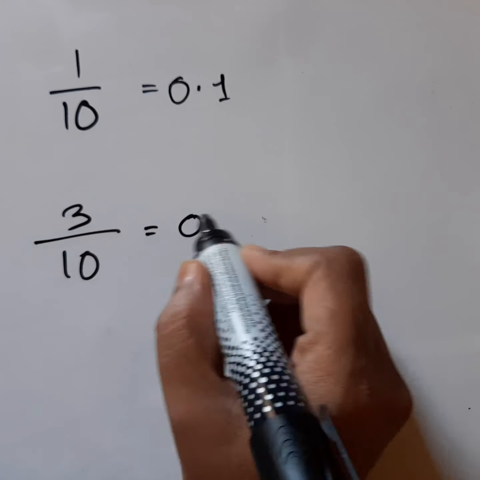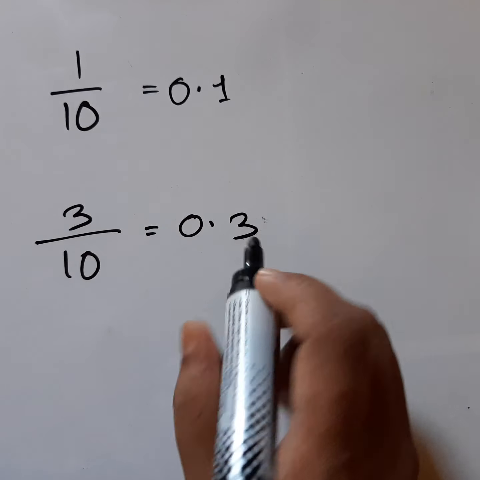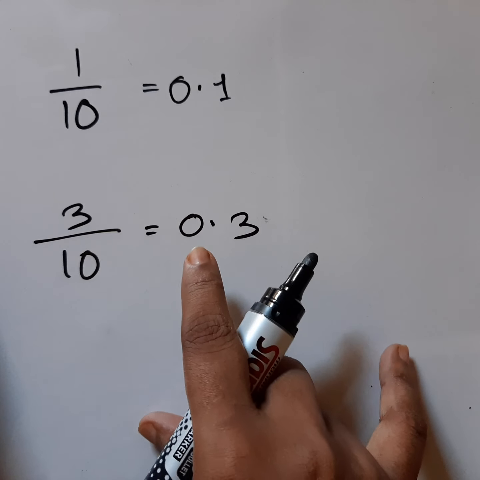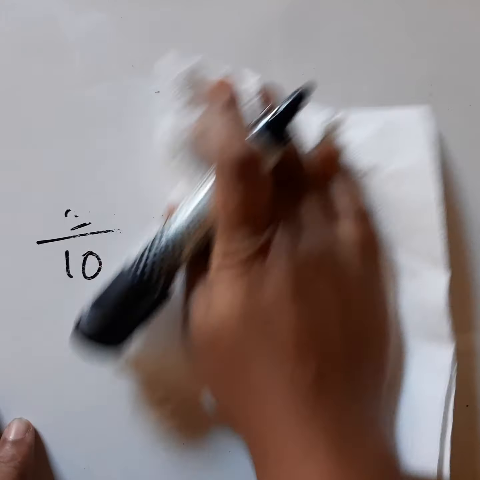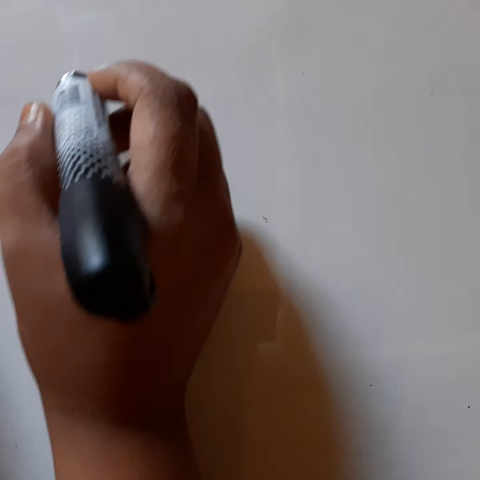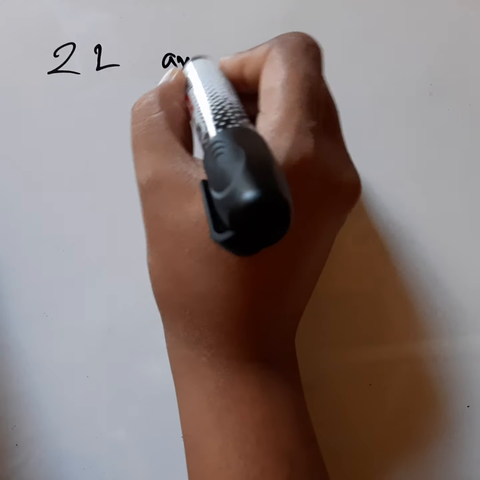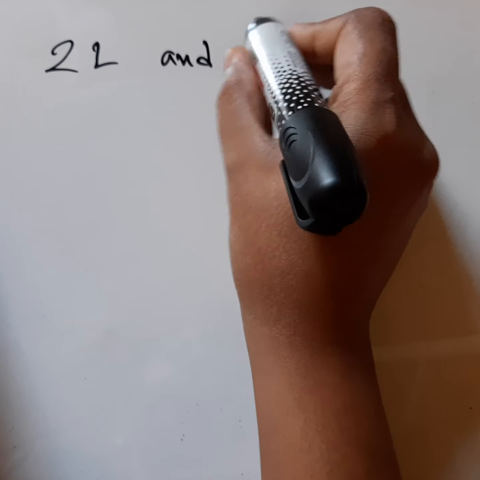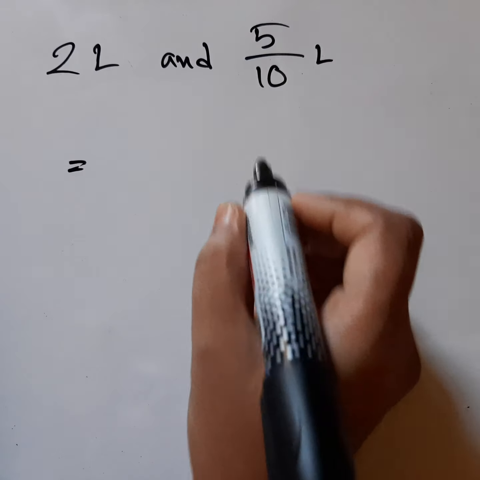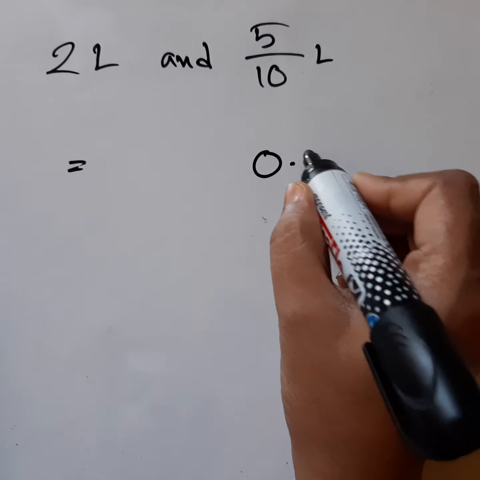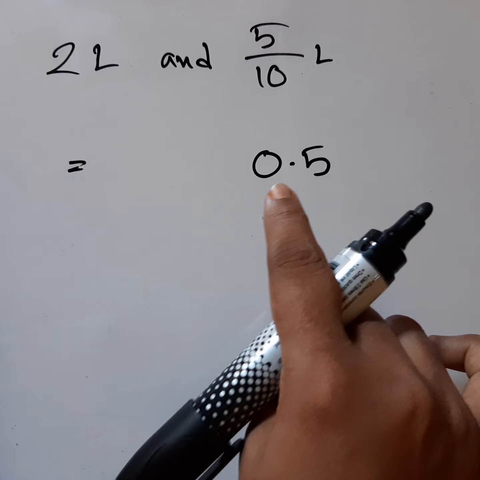So this one will be 0 point, and then the numerator is 3, so we write down the numerator over here. That is how we are going to do it. And if there is something like this, let me show you. If there are 2 liters, and also 5 parts out of 10 parts of 1 liter, what will happen? We are going to write down 0.5 from the previous example. You have seen that part.